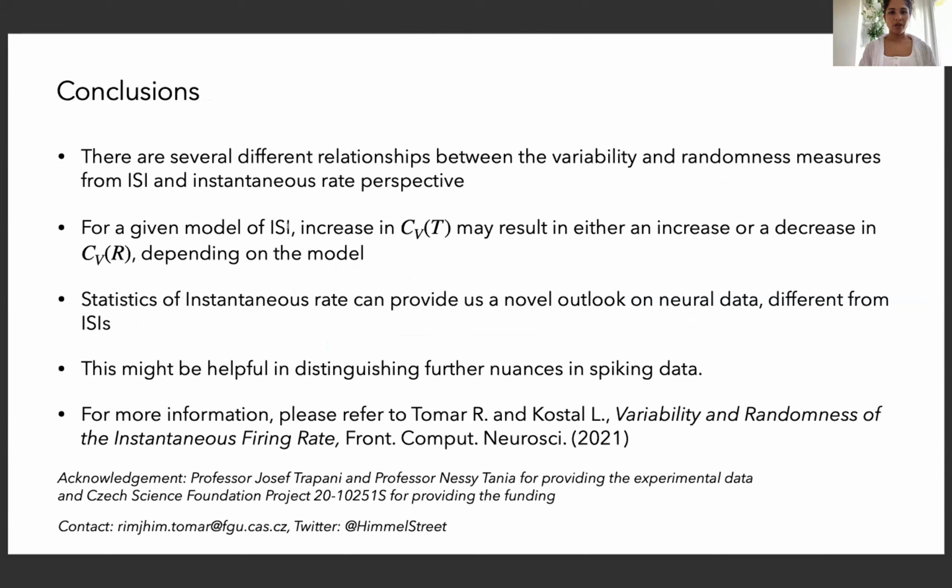For a given model of ISI, an increase in the dispersion measures of ISI may result in either an increase or decrease, depending on the model. So these statistics can provide us with a different outlook on neural data, and it's worth looking into. Thank you so much for listening to me. I'll end my talk with this. If you want more information, you can look at our paper, which was published last year in Frontiers.